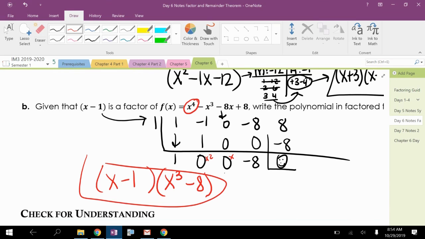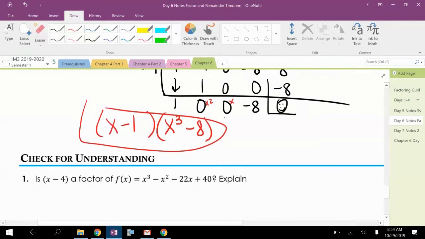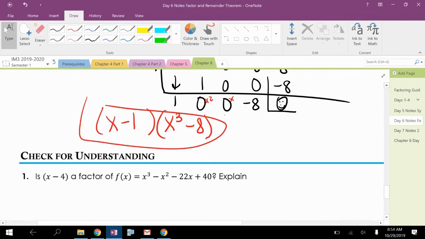Remember, read the directions. It says, is it a factor? It's not really asking for a number. So this is a yes or no question. This is a yes or no, and then why. You're going to do some work, whether you plug in 4 or use synthetic with 4, but the real answer will be a yes or no question.